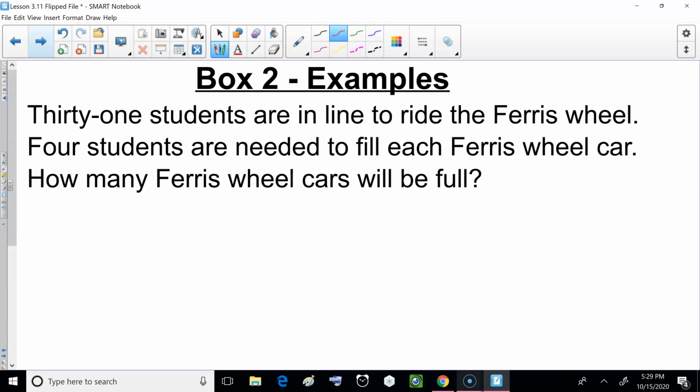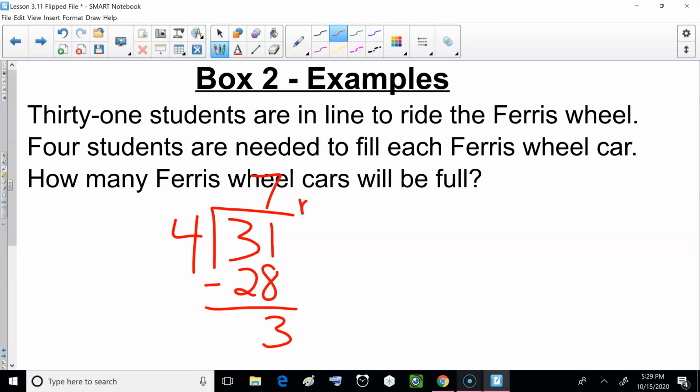All right. Notice I don't see any numbers, but sometimes words can be written as numbers. So I have to look. 31 students. All right. And then 4 students are needed to fill each Ferris wheel car. So that means 4 make up one full one. So 7 times 4 is 28. Gives me a remainder of 3.